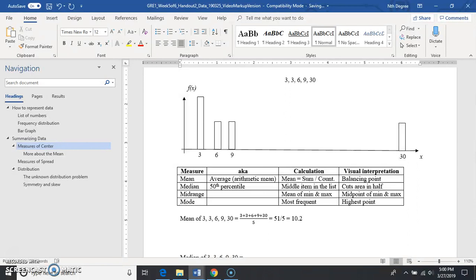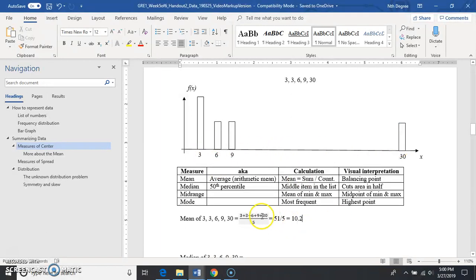You'll notice that 10.2 is not actually a number in the list. It doesn't have to be. But believe it or not, if you could summarize this list with one number, 10.2 would be a pretty reasonable summary, because you could pretend that all these numbers are 10.2 and they'd add up to 51.